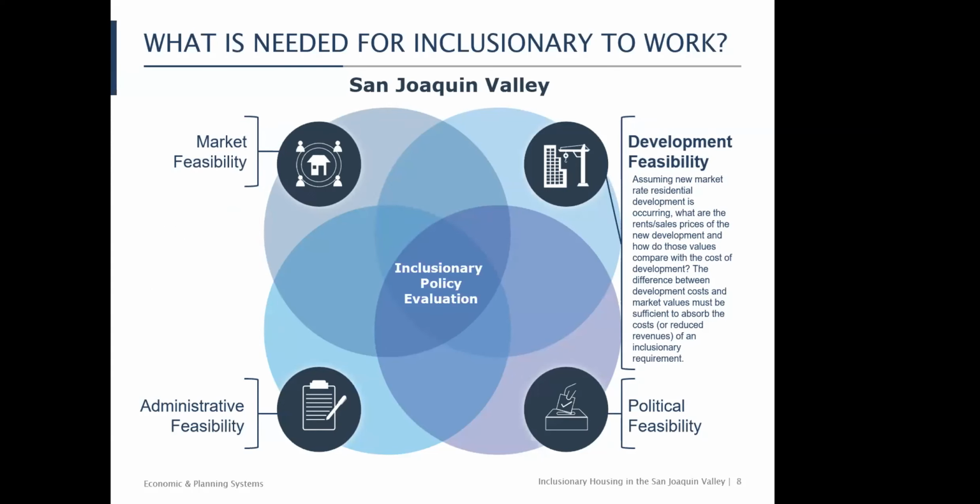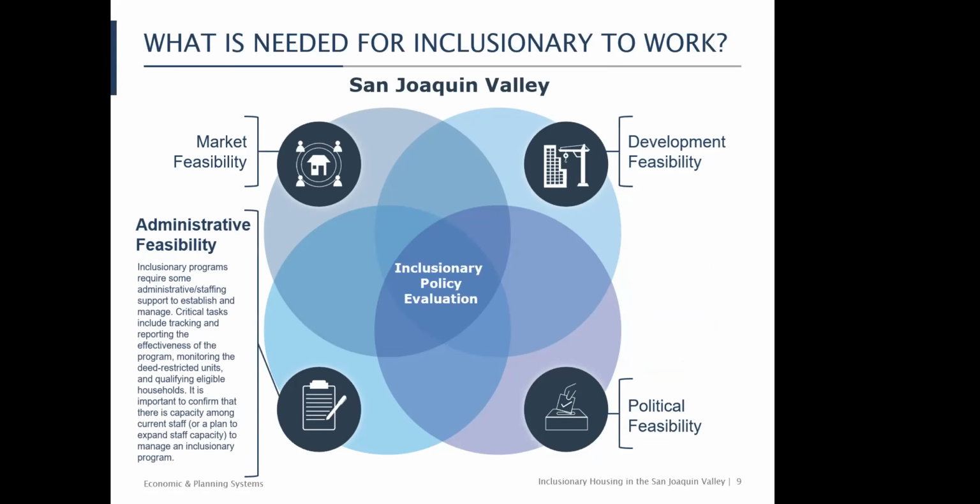With respect to development feasibility, if we see that new market rate residential development is in fact occurring, then we ask, well, what are the rents and what are the sales prices at which that new development is occurring? What we're looking for is a difference between the development costs and the market values. That difference has to be sufficient enough that the new development can absorb the costs or the reduced revenues of an inclusionary requirement. So is there market rate development occurring, and then is it occurring at rents or prices that are sufficient to support an inclusionary program?